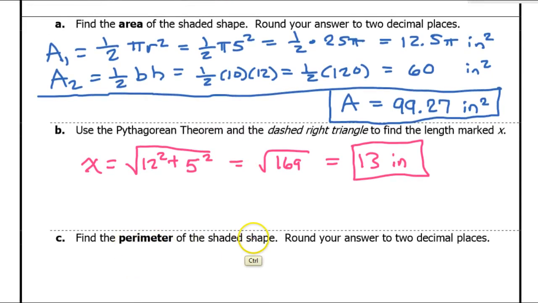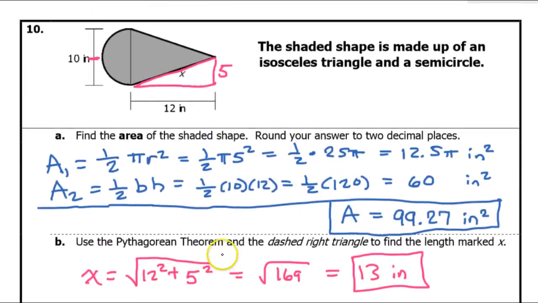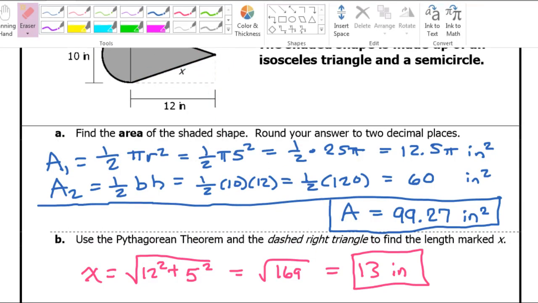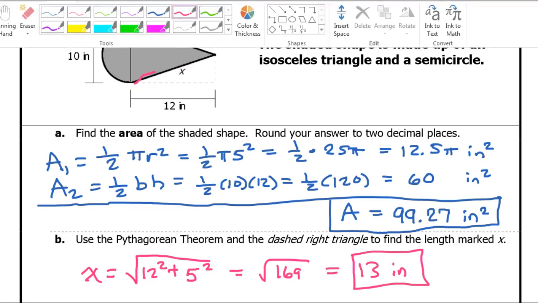Okay, now find the perimeter of the shaded shape, to 2 decimal places. Okay, so the perimeter of the shaded shape. I just figured out that x is 13. They gave me a nice hint for that. So let me try this one more time.